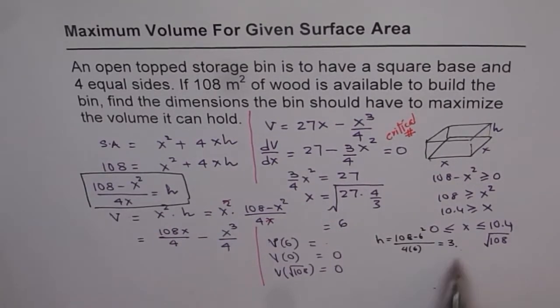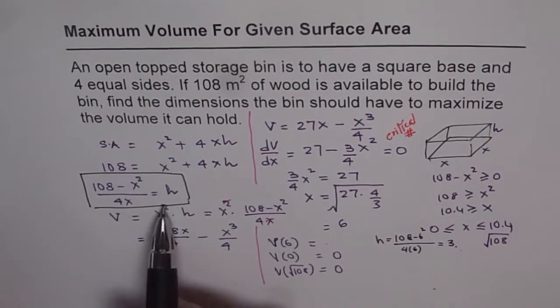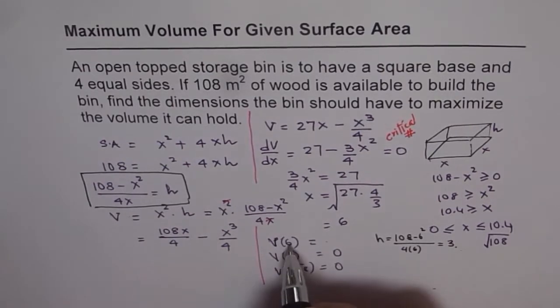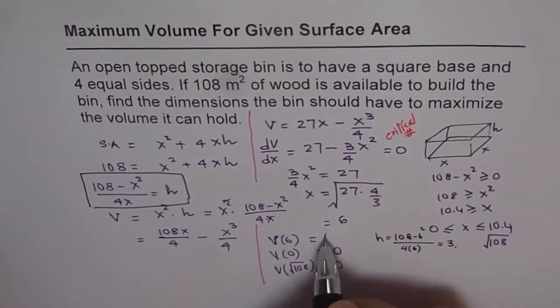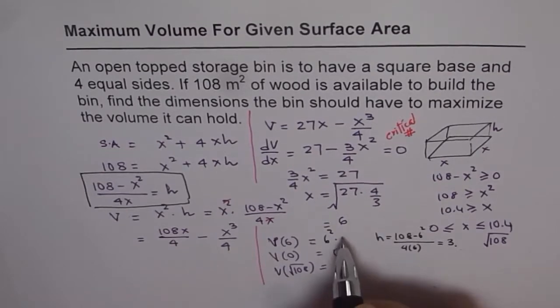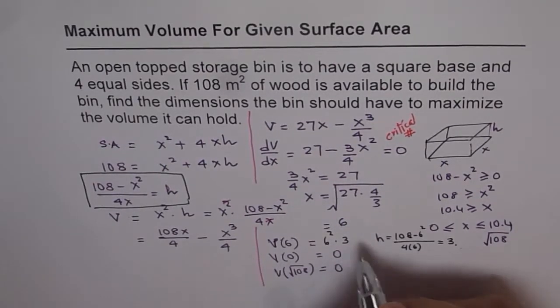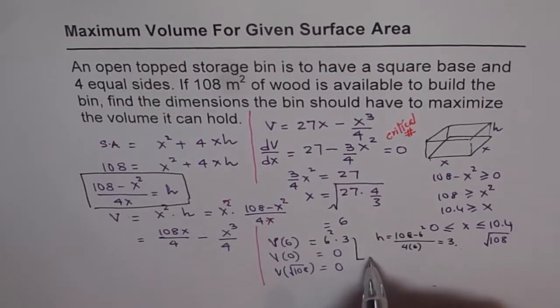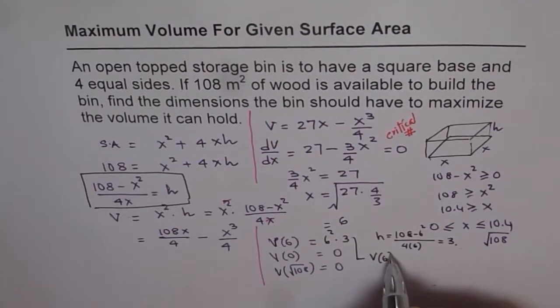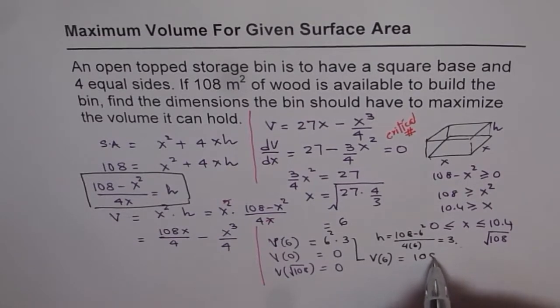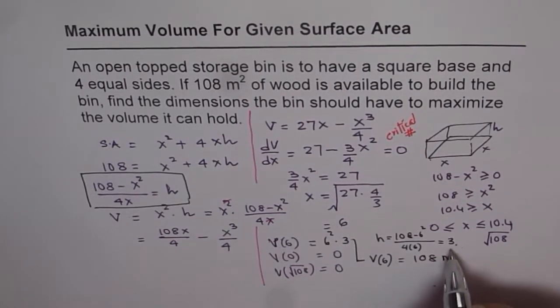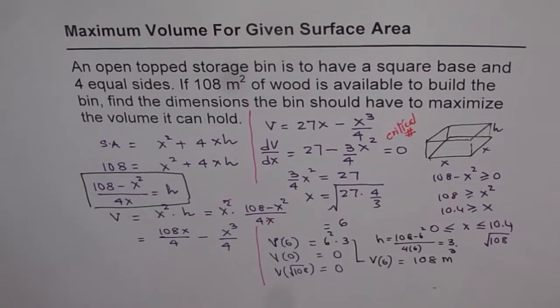So we know height is 3, and now we can use this formula, correct? x squared times height. So volume at 6 is 6 squared, times height, which is 3, correct? So it is 3 times 36, 108. So we get a volume of 108, right? So we get a volume, when x is the width, of 108 meter cube. Correct? So that's the volume which we get.